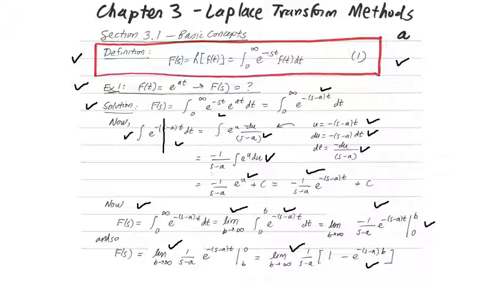So back to our calculation here, we're not quite done yet with this problem. We have our function e to the at. We're looking for the Laplace transform of that function, and we got it down to here. So we'll pick it up there, right there, and finish that calculation up on the next slide.